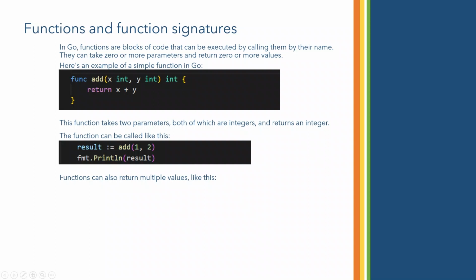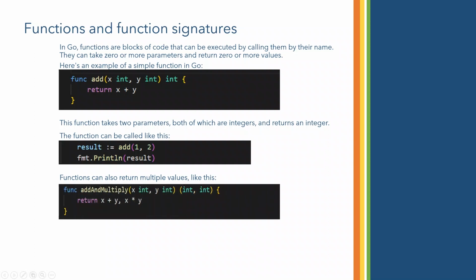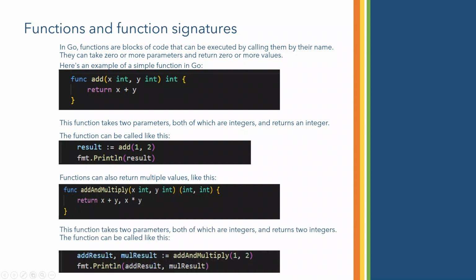And functions can also return multiple values. For example, a function add and multiplication takes two parameters x and y of type integer, and it returns multiple values, integer and integer. So you can return two values, x plus y and x into y. You can call this function in the main function or any other function, like add result and multiply result, passing the values you want for the addition and multiplication.